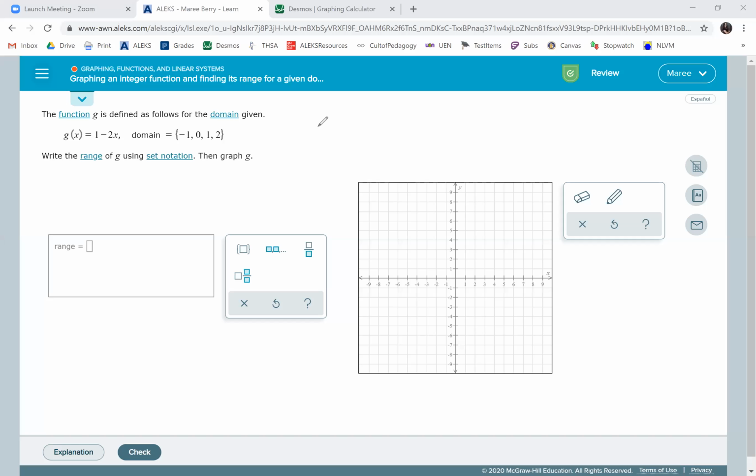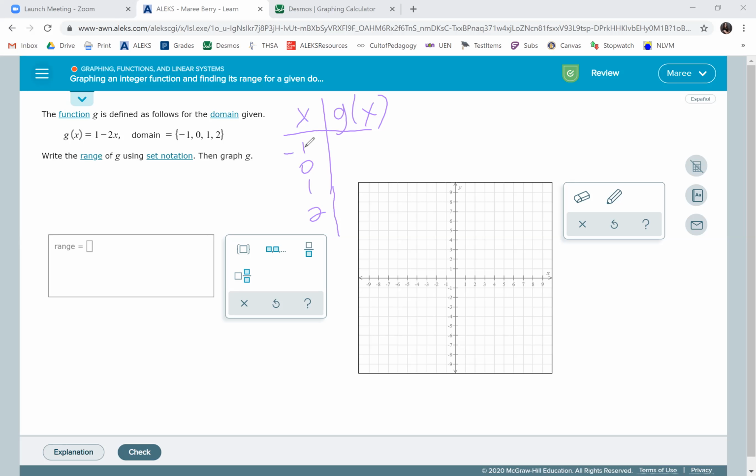Okay, we're going to talk about graphing a linear function right now, or an integer function. Here it says we're going to graph g after we get the range. So basically what they're saying is if we have x and g of x right here, all of our x values are given as -1, 0, 1, and 2.